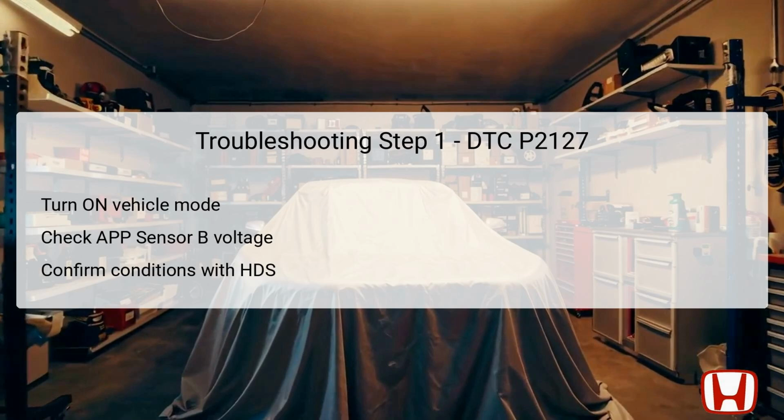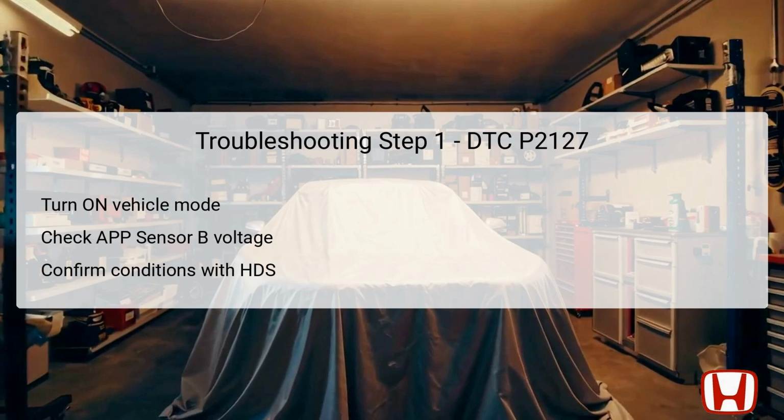The first troubleshooting step involves confirming the issue by turning the vehicle's ignition to the on position without starting the engine. Using the Honda Diagnostic System, HDS, check the voltage readings from the APP Sensor B. The critical point here is to observe the voltage. If it reads less than 0.2 volts, the failure condition is confirmed, and you can proceed to the next steps.